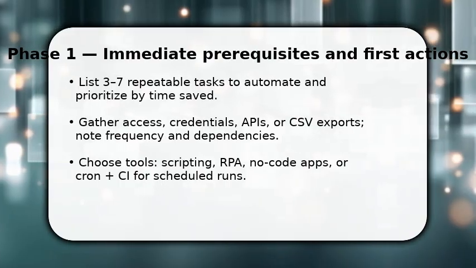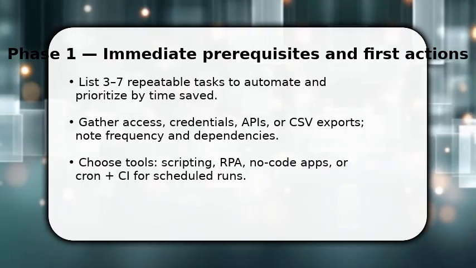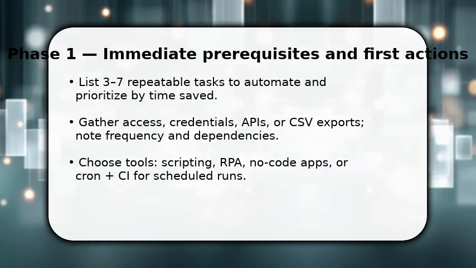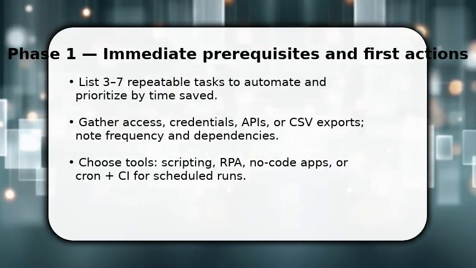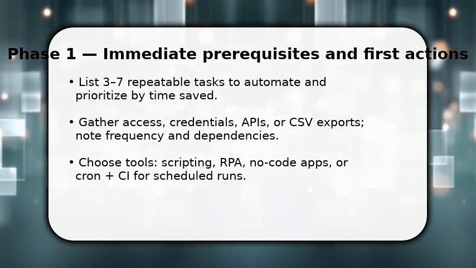Choose a toolset based on complexity. Quick scripts for single-step jobs, no code for business users, RPA for UI tasks, or scheduled cron plus CI for reliable runs. Once done, you'll have a clear path and the minimal prerequisites needed to build the first automation.